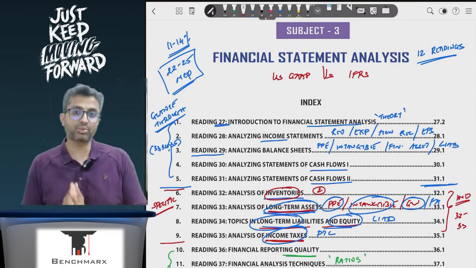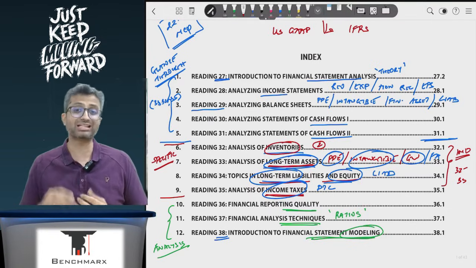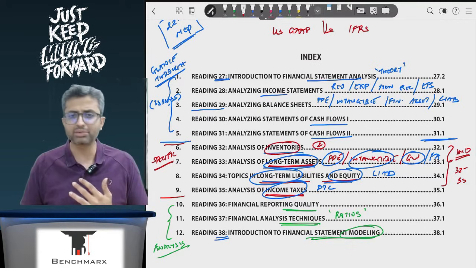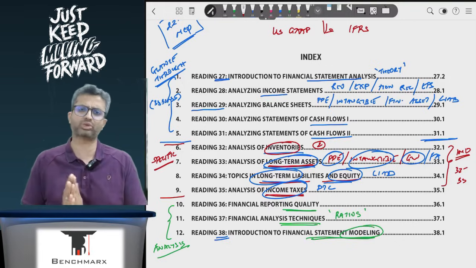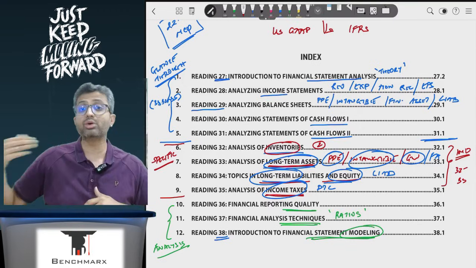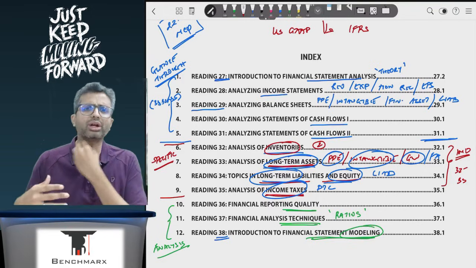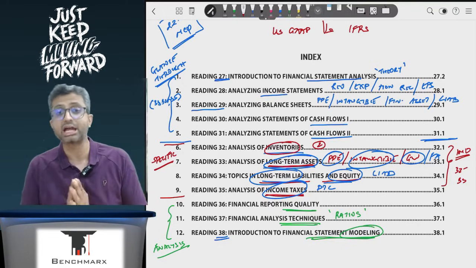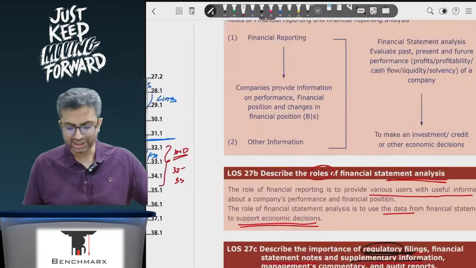The most important area, I would say, sits at the center, which is reading 32 to around 35, which has specific items like inventories, long-lived assets, liabilities, and even taxes. This is something which will take the most time, and you should also invest the most when you're revising. And the last section focuses on the actual financial statement analysis, where you look at the quality of your reporting, how you do the analysis, and then how you use that for the purpose of financial modeling. Okay, so let us get started over here.